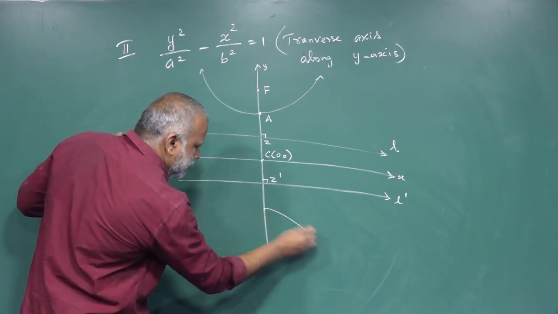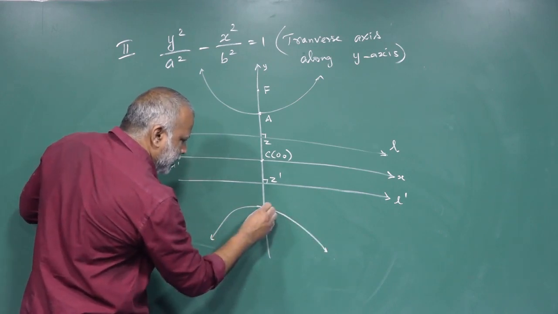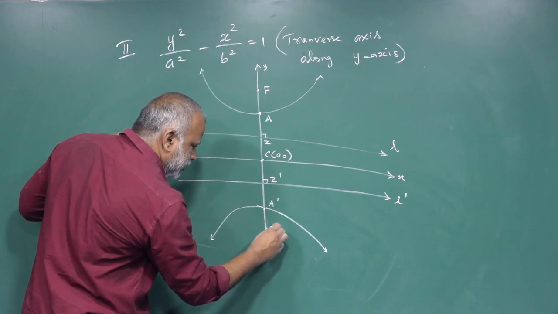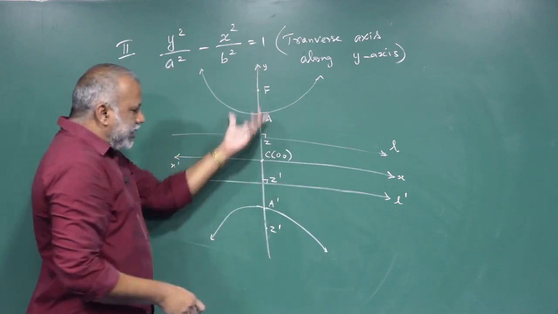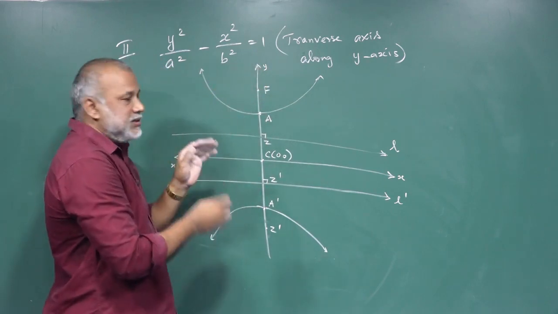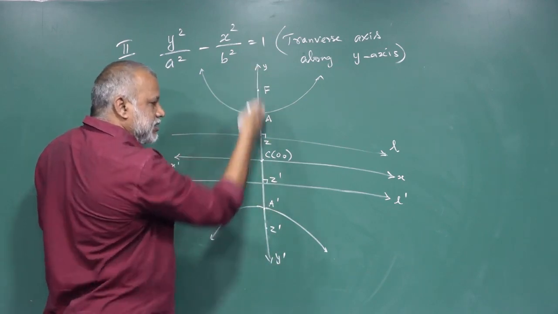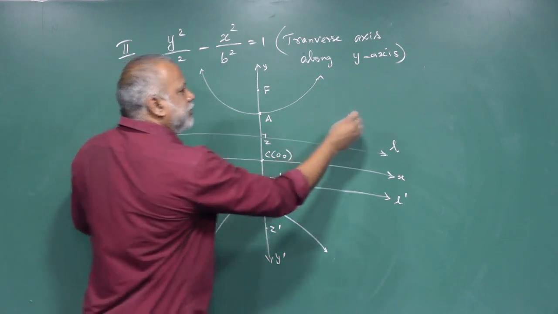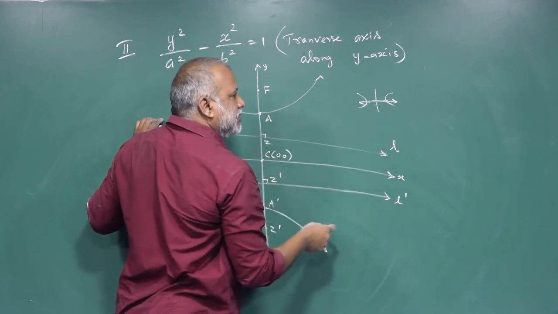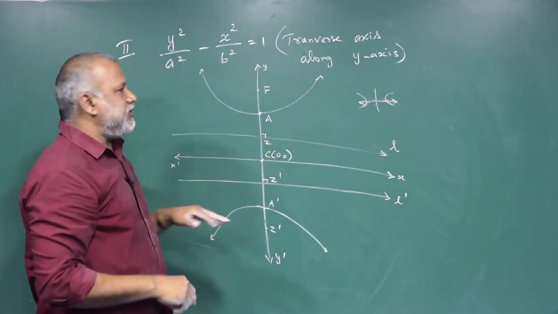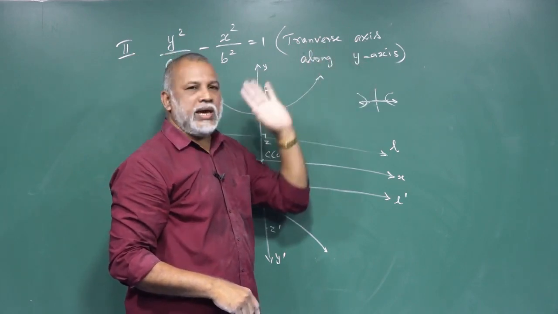Now see here. Here A dash. Here Z dash. This is the diagrammatic explanation. See here, the hyperbola exists on the y-axis. So this axis is called the transverse axis. In type number 1, you are taking it like this. See here, this is called the transverse axis. Now the y-axis is called transverse. Therefore, we are saying that type number 2 is transverse axis along y-axis.